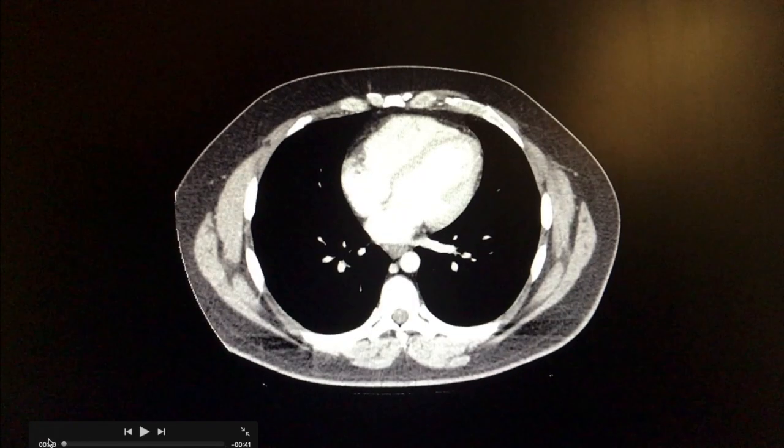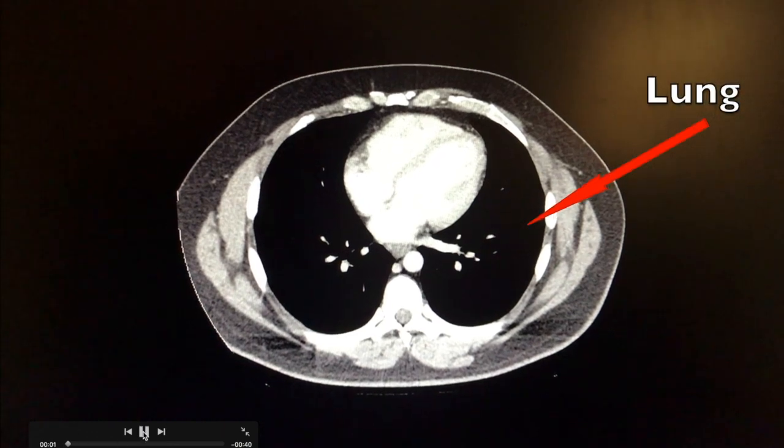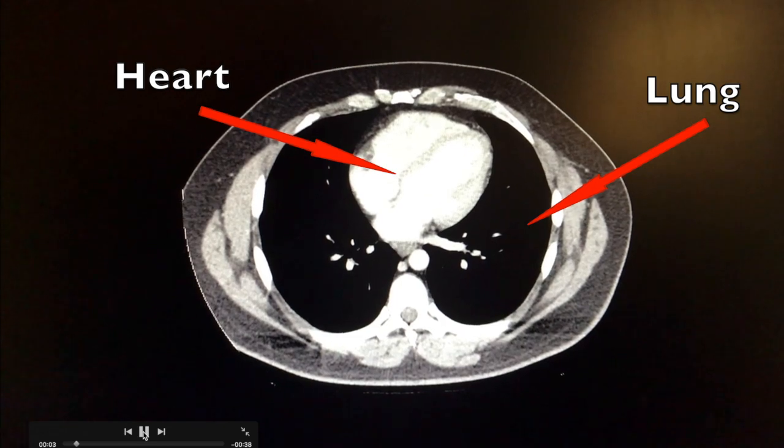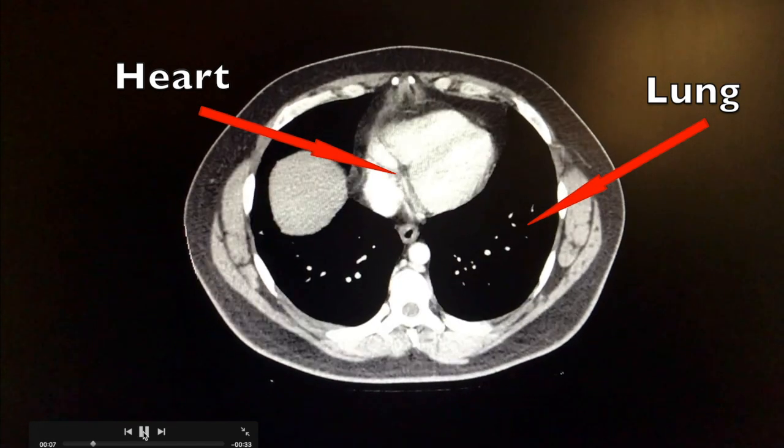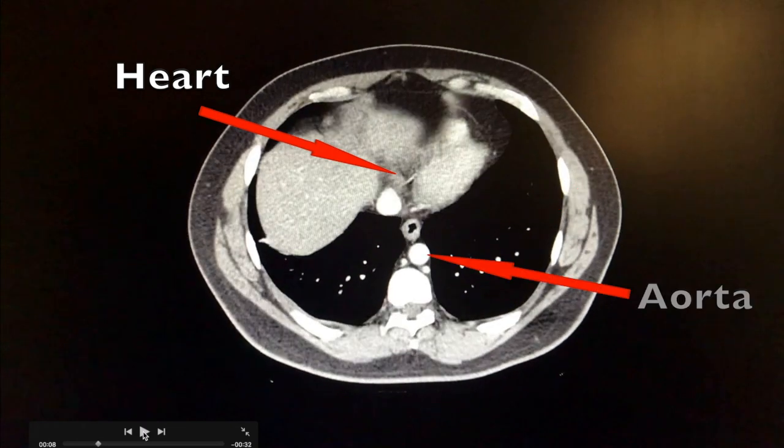Since we are starting in the chest, the most predominant thing we see is the lungs. We also see the heart here in the center. A couple other things worth noting are the spine, which lets us know that the patient is on their back, and the ascending aorta.